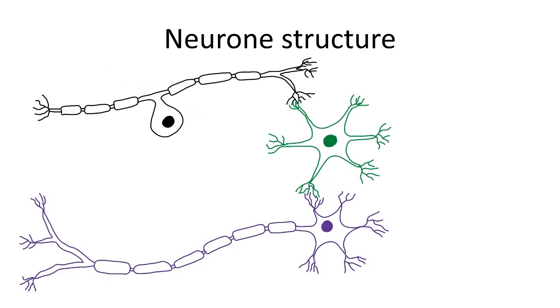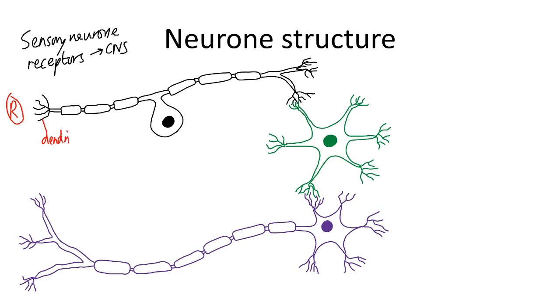So to begin with, here we can see the structure of the three major types of neuron that we find in the nervous system. This first type of cell here, drawn in black, is the sensory neuron. Now the sensory neuron connects receptors to the central nervous system. So the receptor would be over here. These little narrow extensions coming out of the cell are called dendrites, and they form connections to other cells.